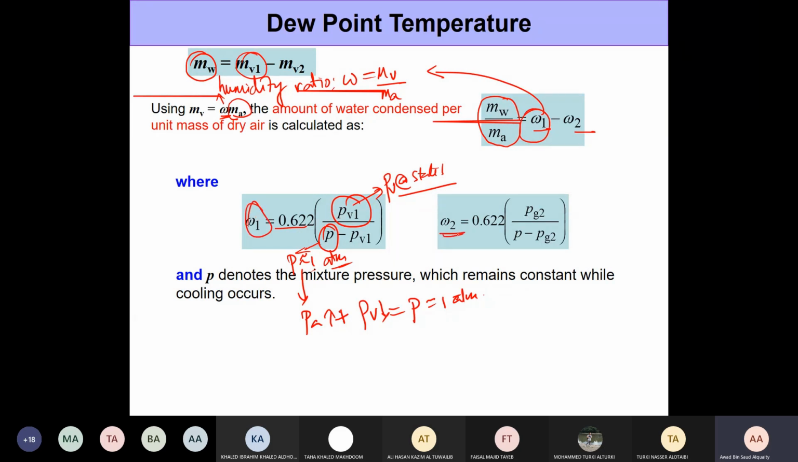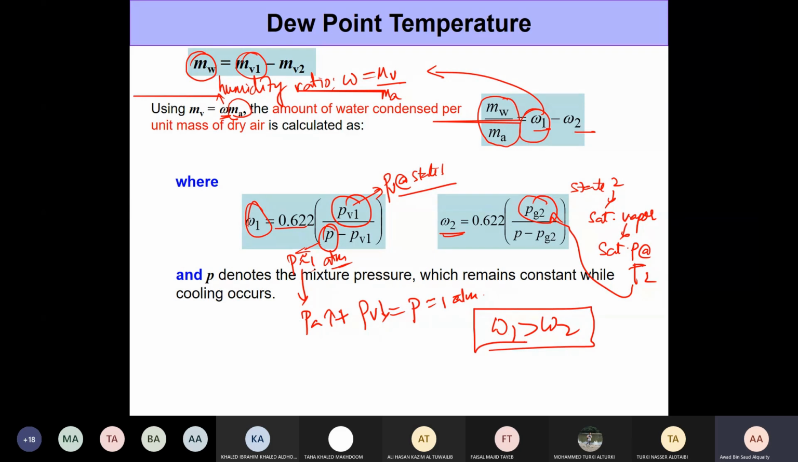What about omega 2? Well, if you go back to the previous figure, state 2 was basically saturated vapor. So here, when we're looking at the partial pressures, we're looking at Pg2, or we're looking at the saturation pressure at T2. So we just get Pg2, that's the partial pressure of water vapor at the final state, and divide by P minus Pg2. Again, the whole point is that omega 1 is going to be greater than omega 2, okay, if condensation does occur. If condensation is not occurring, then omega 1 is going to be equal to omega 2.